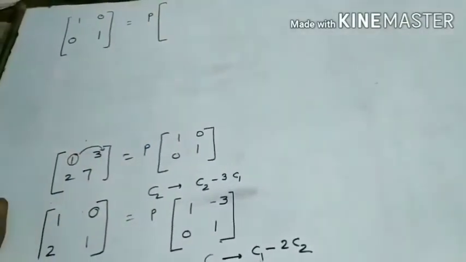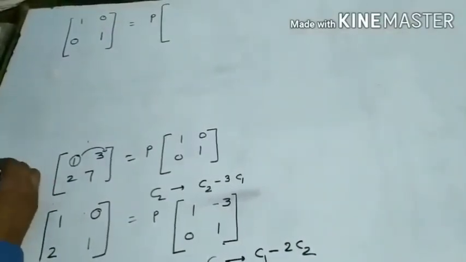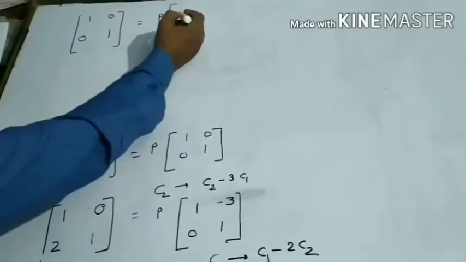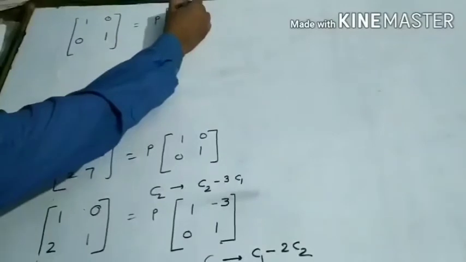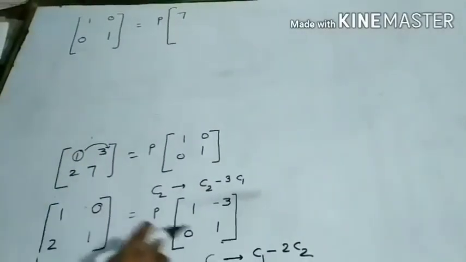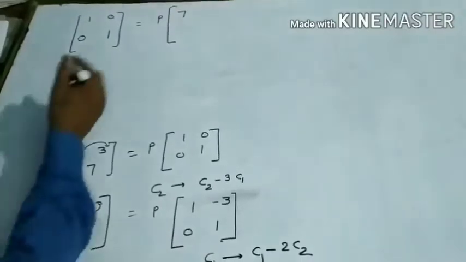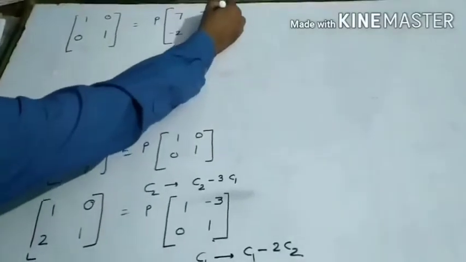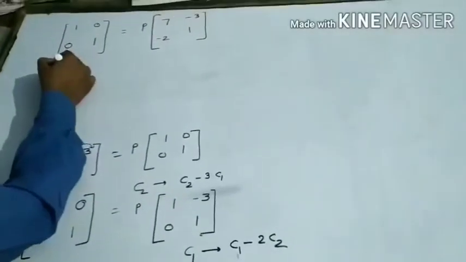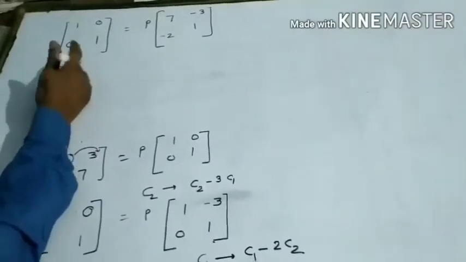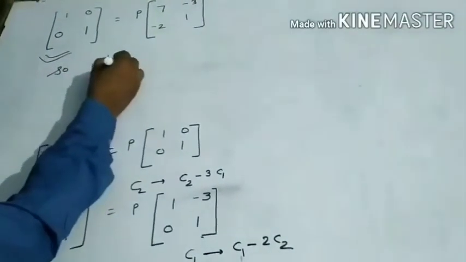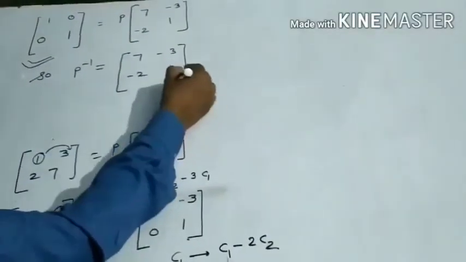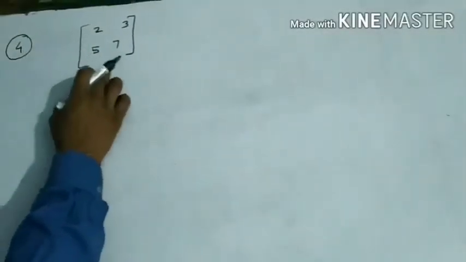Here we get for C1, the first entry is 1, and then minus 2 into minus 3, which means plus 6, plus 1, so we get 7. Then, when we calculate the next entry, we get minus 2, and then minus 3, and then 1. Here you can see that on this side we are getting the identity matrix. So P inverse equals [7, minus 3; minus 2, 1]. This is your answer.